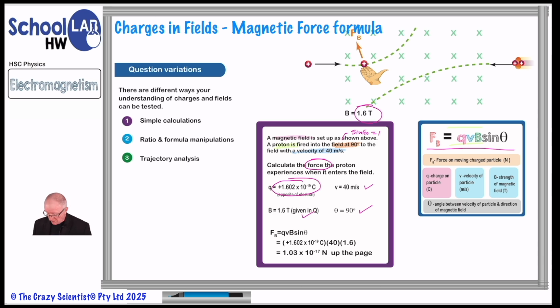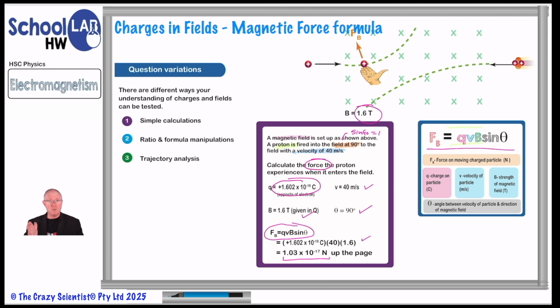So now we look at our equation, we write it down, and we go, okay, the only thing we don't know, of course, is the force on the charge. So we put everything in, and that tells us the magnitude. Now, that's only half the question because we've got to talk in terms of its direction. Remember, force is a vector, and so it needs a magnitude plus direction. So this is where we use our right-hand palm rule, and then we work out the direction.